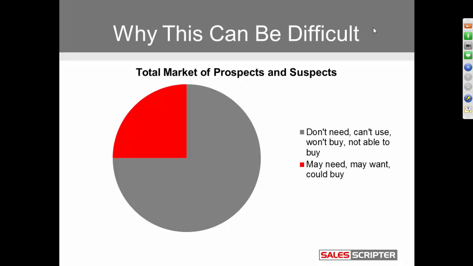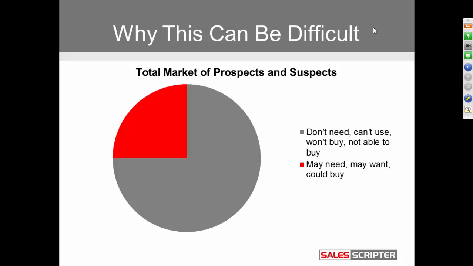So when you're out there selling, the majority of the prospects that you interact with, or the suspects that are maybe on a list of contacts that you purchase, probably don't need what you have, can't use it, won't buy it, and they're not able to buy it. Not able to buy it meaning they may not be able to afford what you sell, or have no funding available.